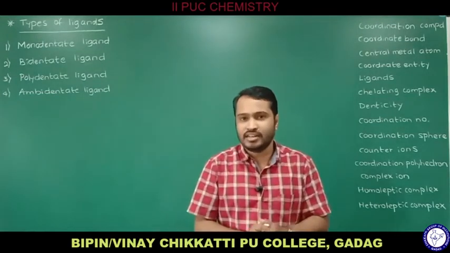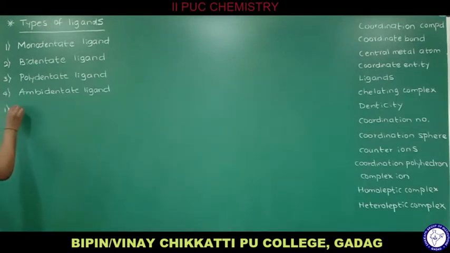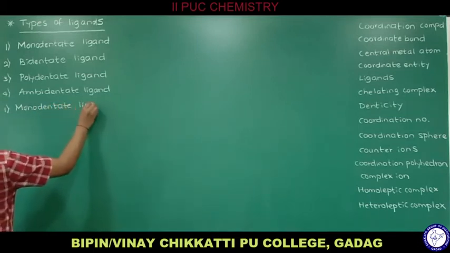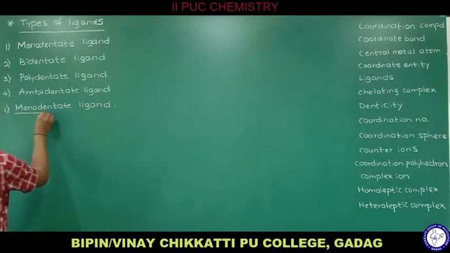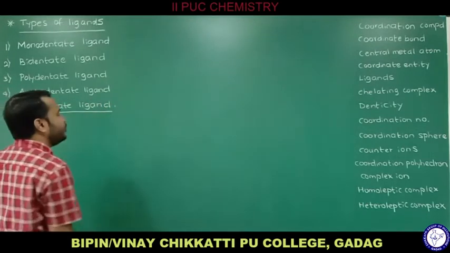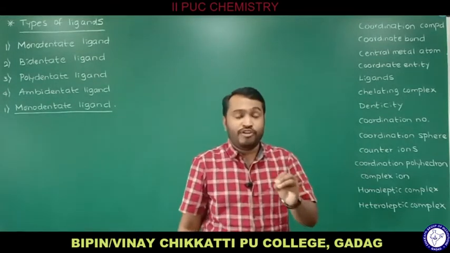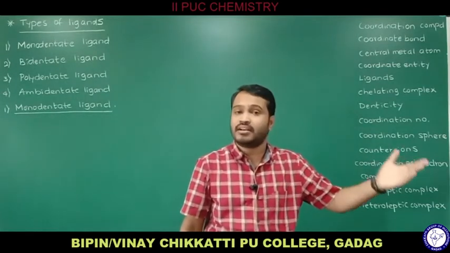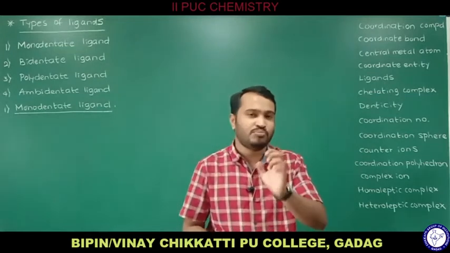These are self-explanatory words. So let me move with the first one, that is the monodentate ligand. As the name indicates, mono stands for one, and unidentate, uni stands for one. So if any atom donates only one lone pair of electrons to the central metal atom through a coordinate bond, these kinds of ligands we call monodentate ligands.